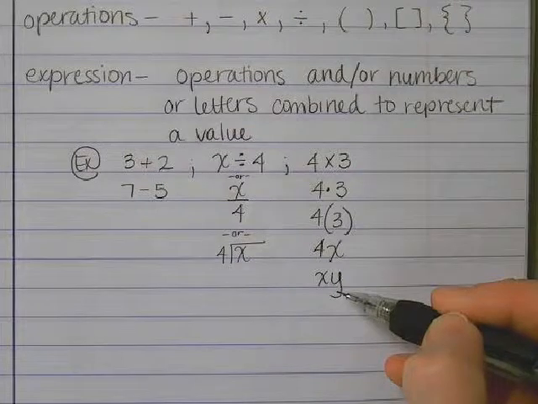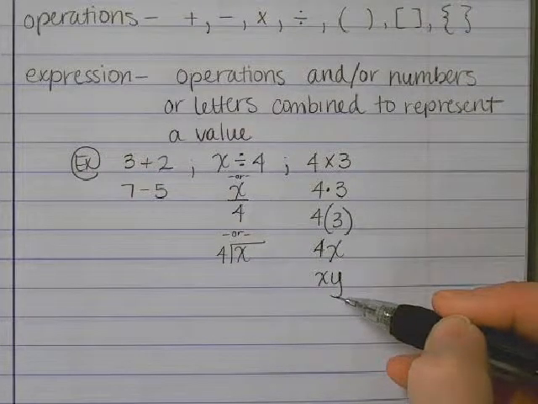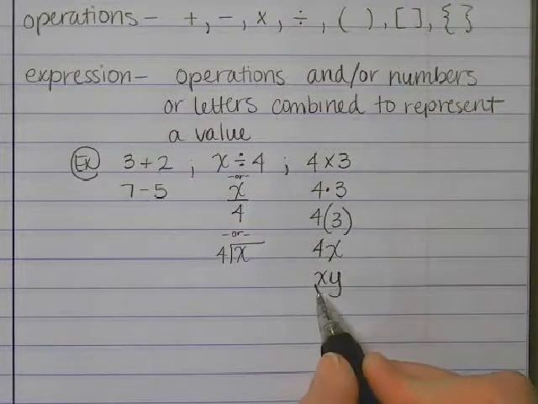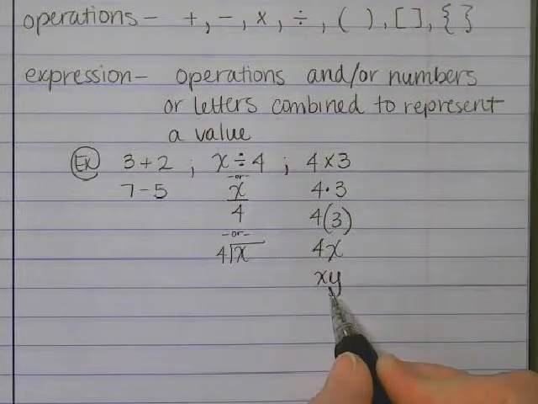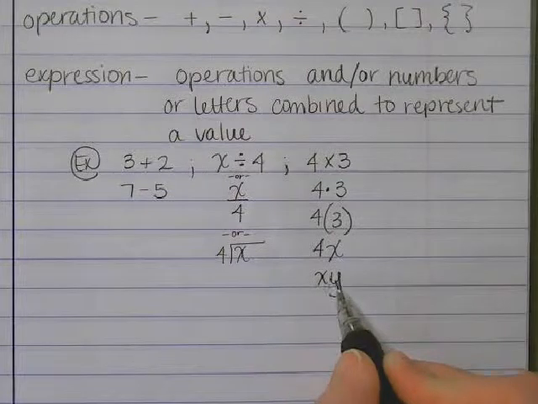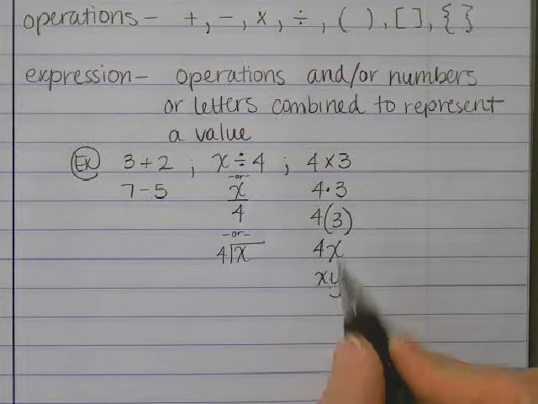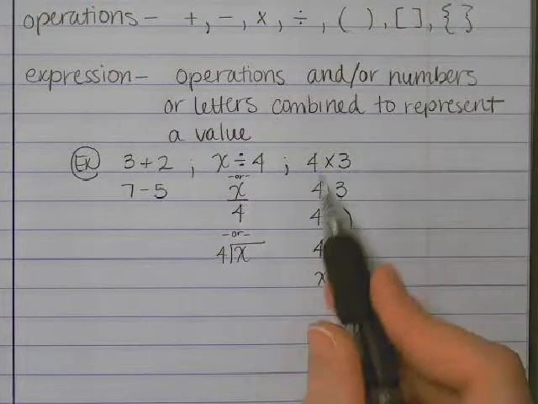Now be careful. Would I want to put 2 numbers right next to each other to show multiplication? No, if I did 4 and 3, I wouldn't think of that as 4 times 3. I'd be thinking of it as the number 43. So whenever you use numbers, make sure you use some kind of operation symbol with that.